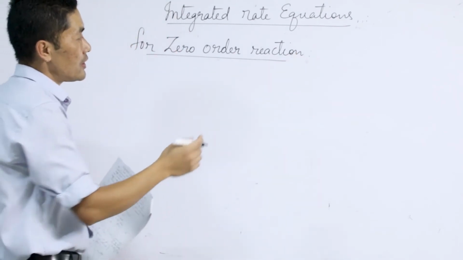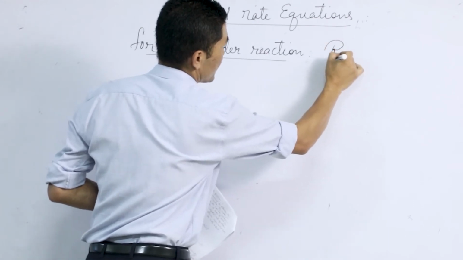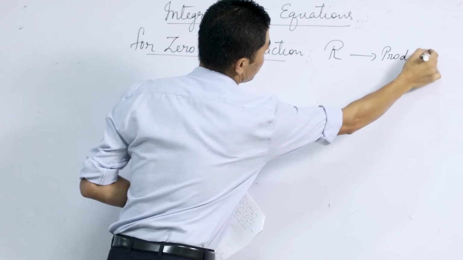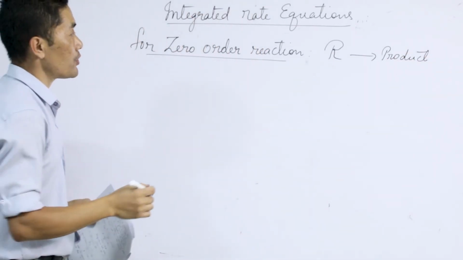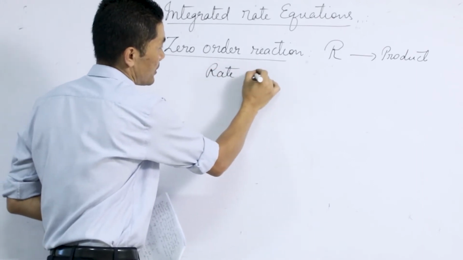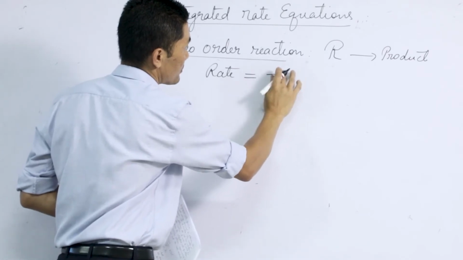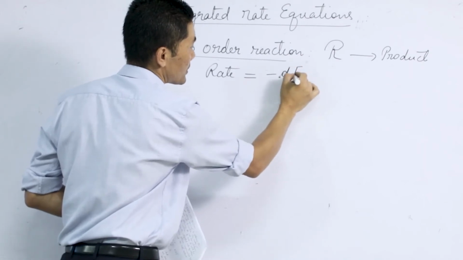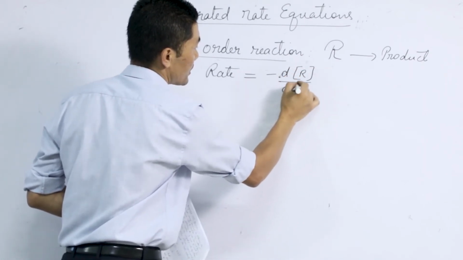Let us consider a general reaction in which a reactant R turns into products. According to our definition of rate of a reaction, rate is equal to the change in concentration of either the reactants or products. So let us take the change in concentration of the reactant here divided by change in time.